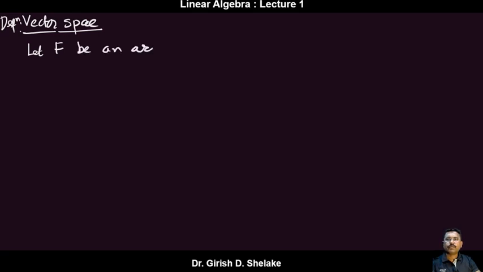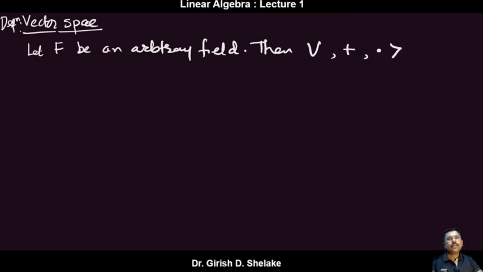Now we consider the definition of a vector space. Let capital F be an arbitrary field. Then a non-empty set V together with the compositions addition and scalar multiplication is called a vector space if it satisfies the following conditions.